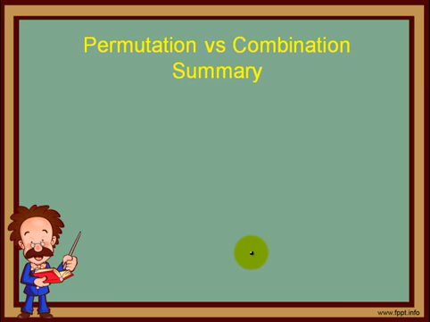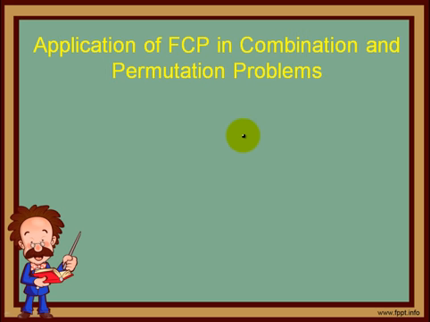Permutation versus combination summary. So, summary lang. The general formula for permutation is nPr equal to n factorial over n minus r factorial. For combination, nCr is n factorial over n minus r factorial, then divide lang og r factorial. Which means, kani siya, divide lang r factorial, mao na permutation. So, mura ang lang kalainan.